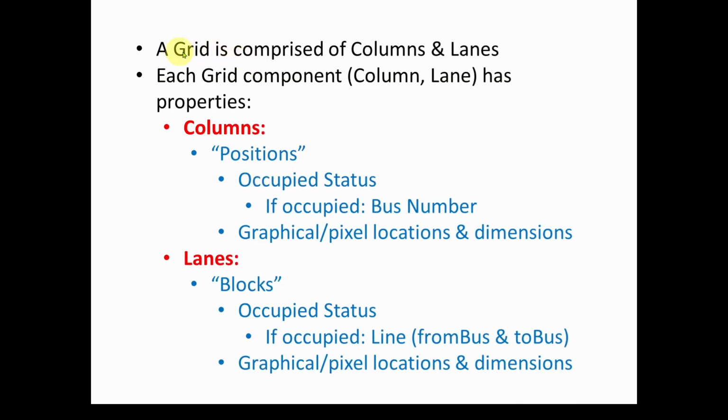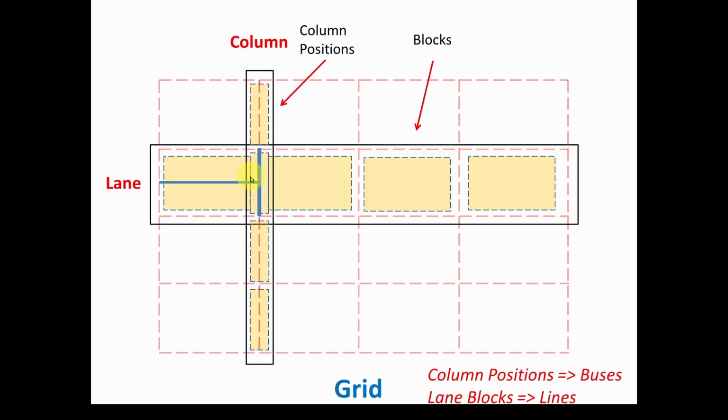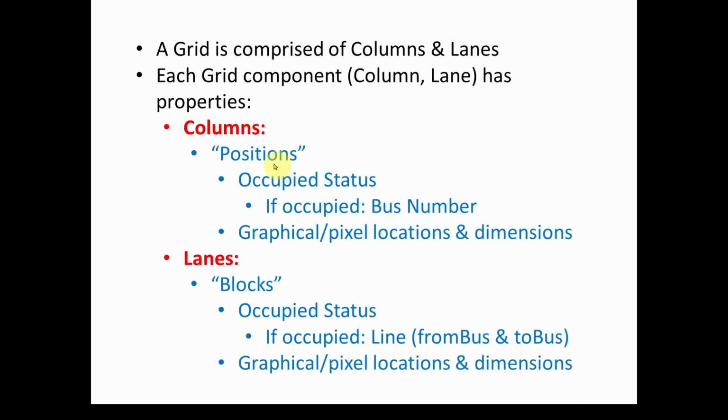So we know that a grid is comprised of columns and lanes. Each grid component, which is a column or a lane, has properties and subcomponents. So for example, a column has positions, and each position is going to have a status, as we talked about before. For example, is that column position occupied by a bus? So it's going to have an occupied status, and if it is occupied, we probably want to have a bus number associated with that. So you can see we've got a column and then a subposition and then properties, occupied, and also a bus number.